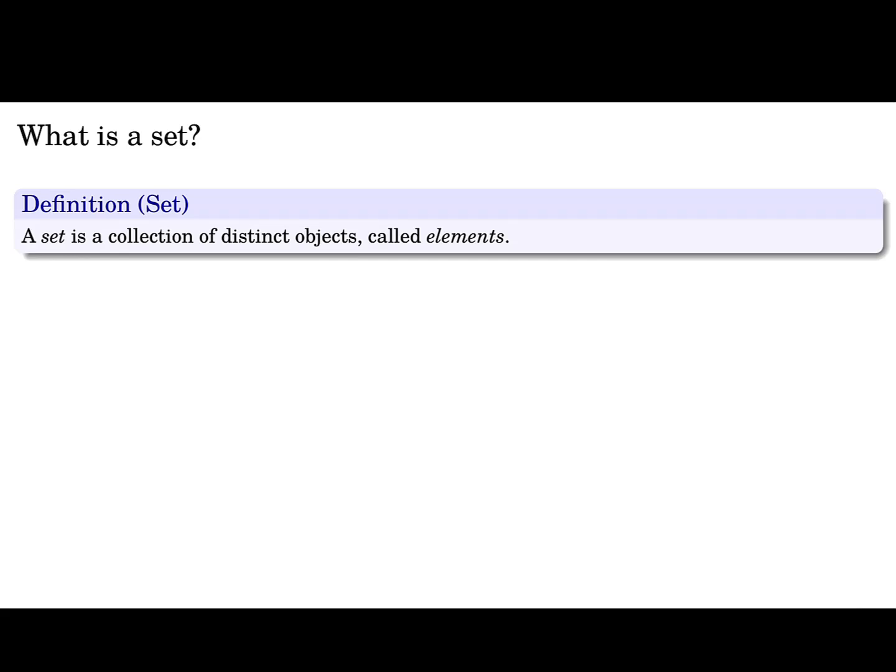A set is a collection of distinct objects called elements. So, for example, this here, and it's common to denote sets with these curly brackets. This is a set with 3 elements. So here, this whole thing is the set, and each one of these is an object, which is called an element. So here, this is the set with 1, 2, and 3.